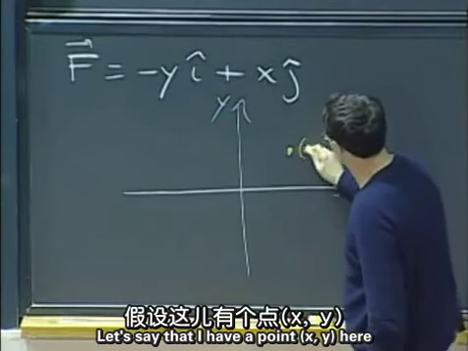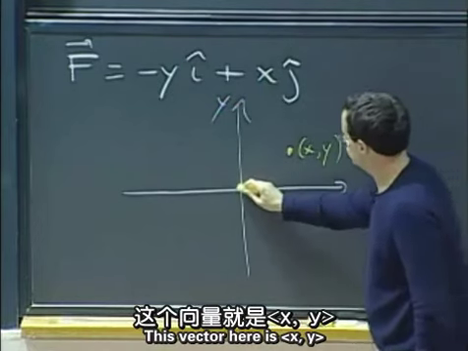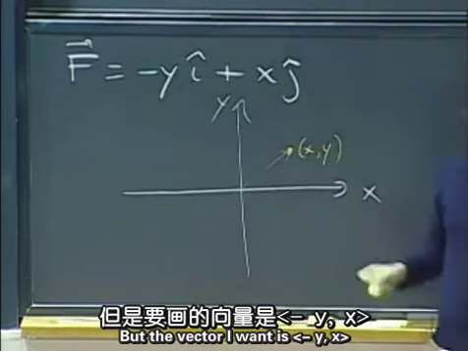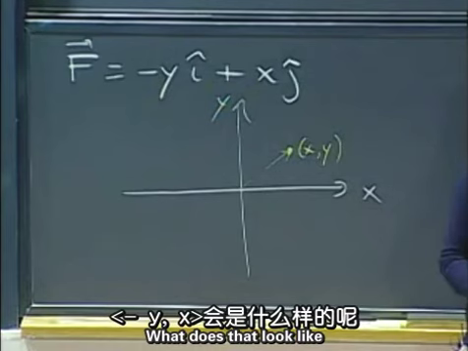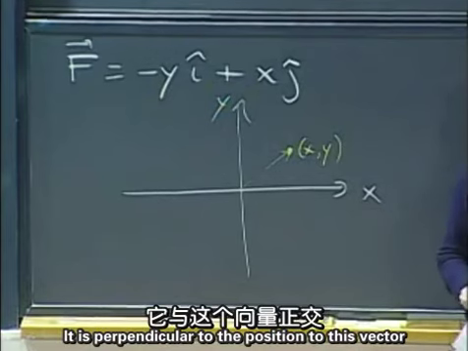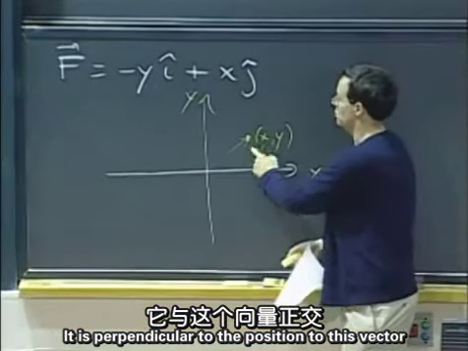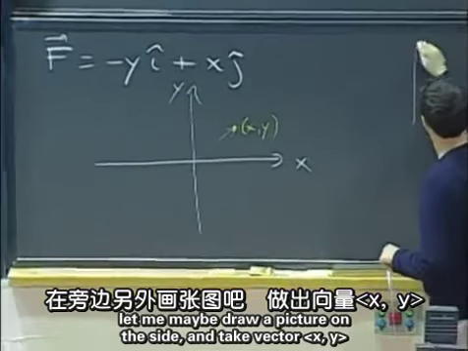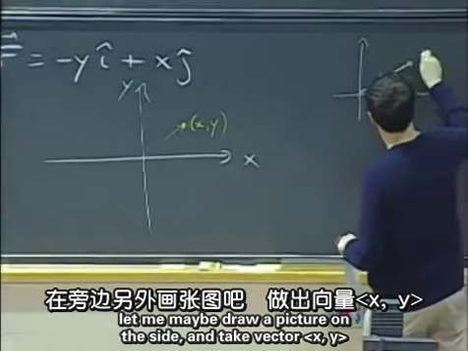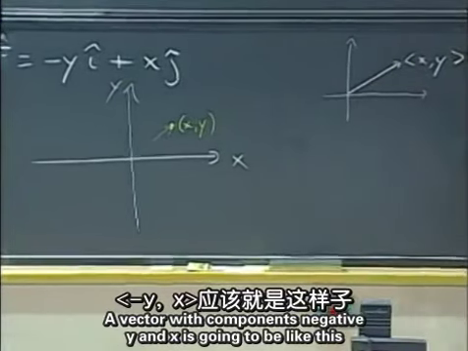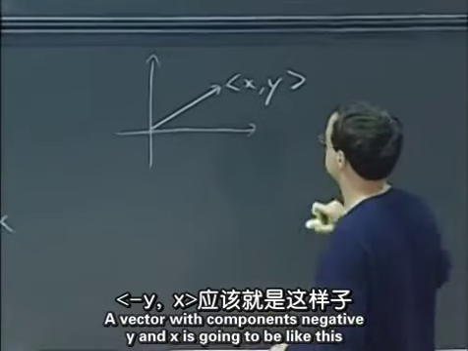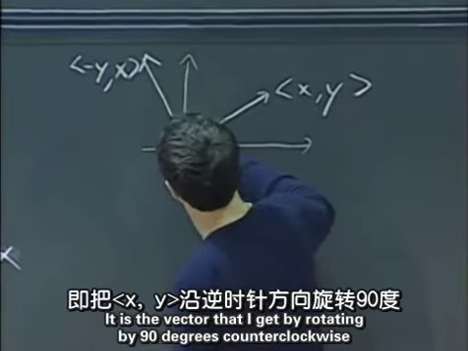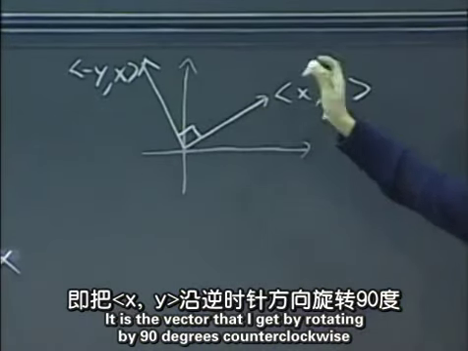So let's say that I have a point (x, y) here. This vector here is (x, y), but the vector I want is (negative y, x). So what does that look like compared to this? Yes, it's perpendicular to the position vector. Let me draw a picture on the side. If I take the vector (x, y), then the vector with components negative y and x is going to be like this. It's the vector that I get by rotating by 90 degrees counterclockwise.